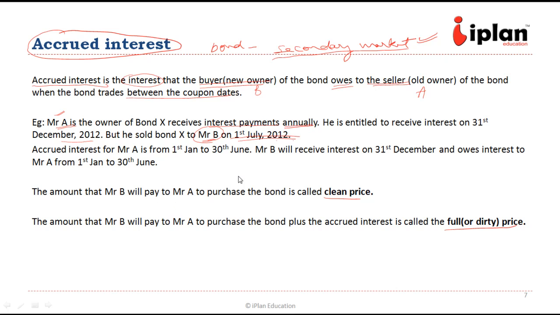So this amount will create a difference between the clean price and the full or dirty price. If we are not considering accrued interest, simply the price of the bond, that will be the clean price. And if we consider the impact of accrued interest and add that to the clean price, we will get the full or dirty price. So in order to buy the bond from Mr. A, Mr. B has to pay clean price plus accrued interest, which is the full price or dirty price. Because of the effect of accrued interest and the complex calculations associated with it, we use the word dirty here. And the term full price explains it.